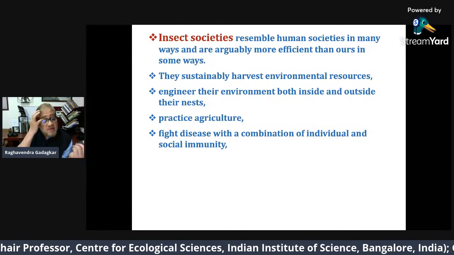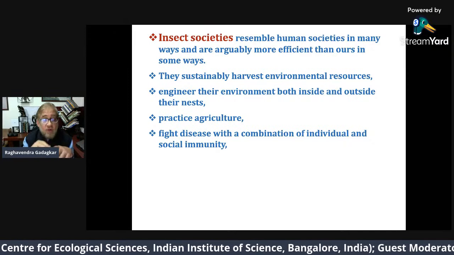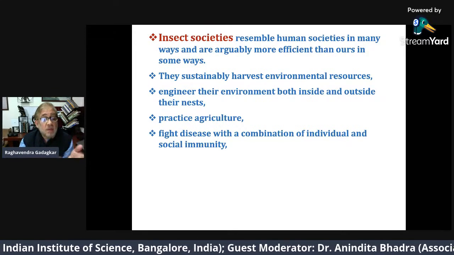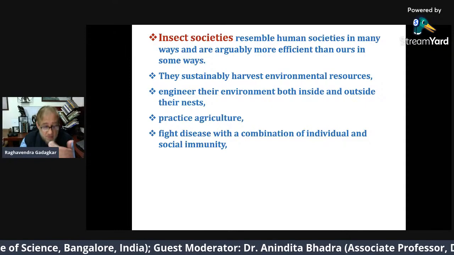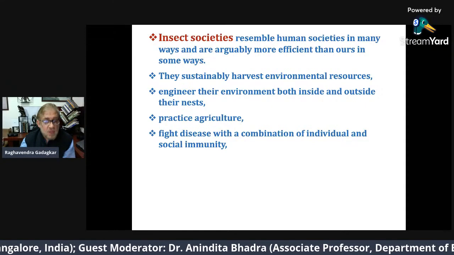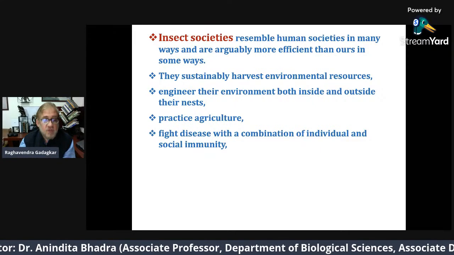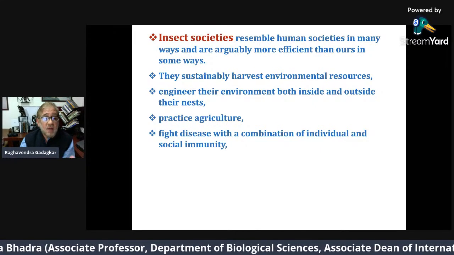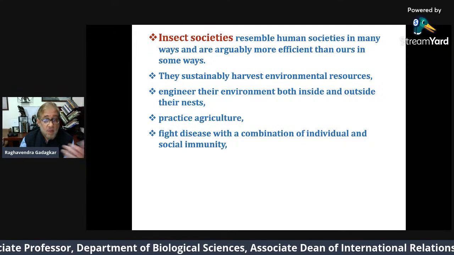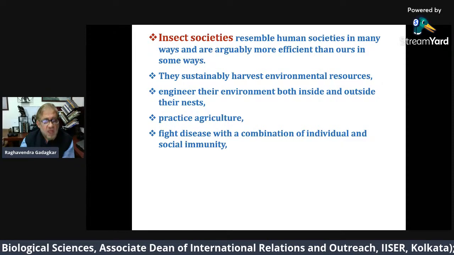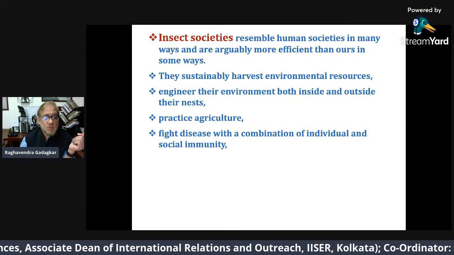They fight disease with a combination of individual and social immunity. Something that we are trying very hard to do. We have individual immunity, but to get social immunity, as you know, in the last 1.5 years, has been so difficult because it has to be done by appropriate behavior. But the insect societies have all the appropriate behaviors in order to generate social immunity.